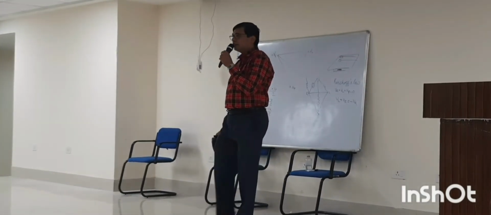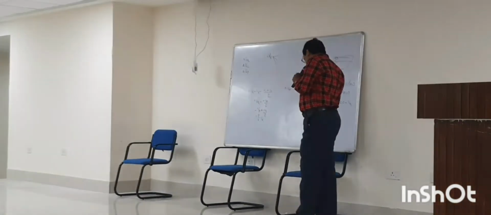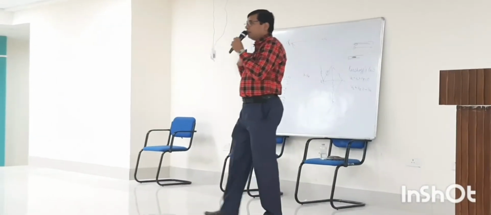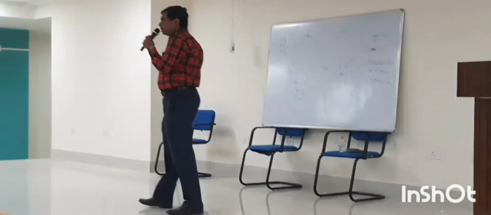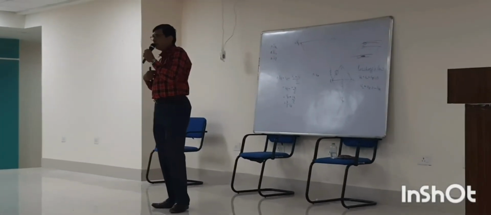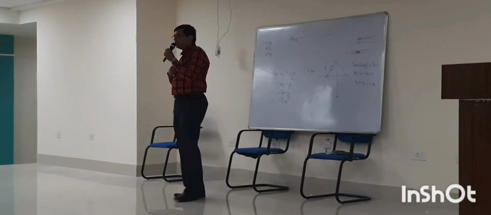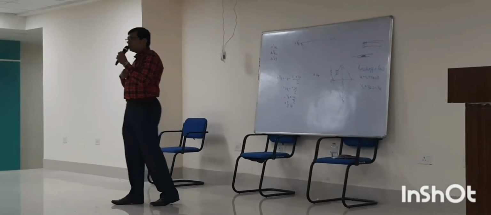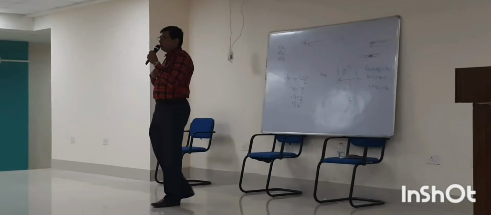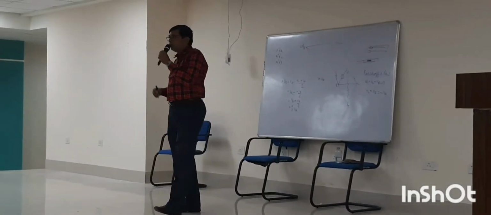There are 6 chest leads. These are unipolar leads: V1, V2, V3, V4, V5, V6. V1 is placed in the right fourth intercostal space, just right to the sternum. The second lead, V2, is placed in the fourth intercostal space, just left to the sternum. V3 is in between V2 and V4.